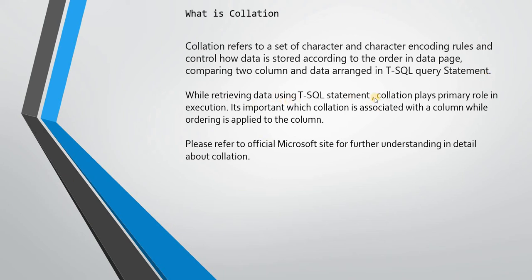While retrieving data using a T-SQL statement, collation plays a primary role in execution. It's important which collation is associated with the column while ordering is applied to the column. Depending upon the collation setting of the column, or the collation setting of the server or database, the data in an ORDER BY clause would change. Even while you compare two varchar or char columns, you may get a conflict. We would see everything in the demo. If you want to further understand this, please refer to the official Microsoft site for detailed understanding about collation.